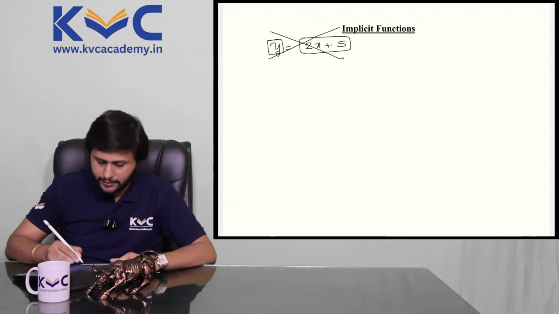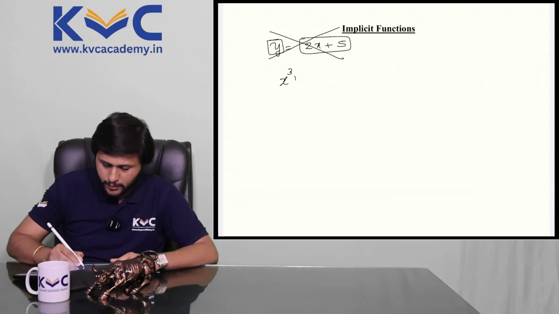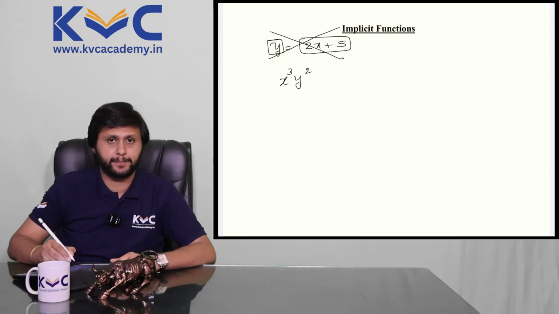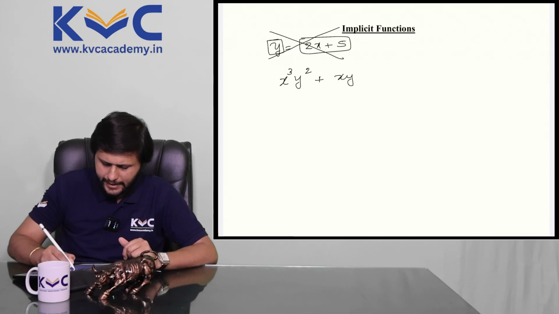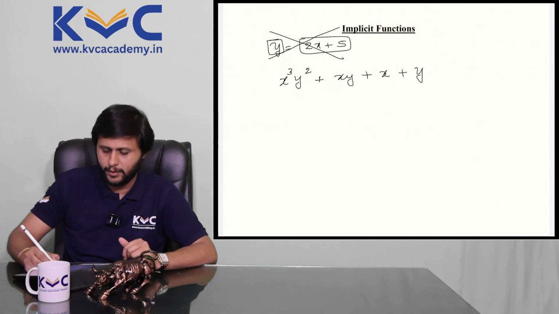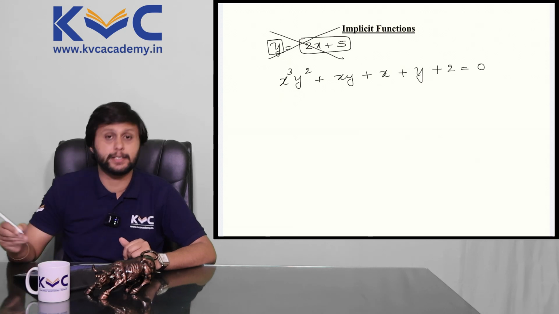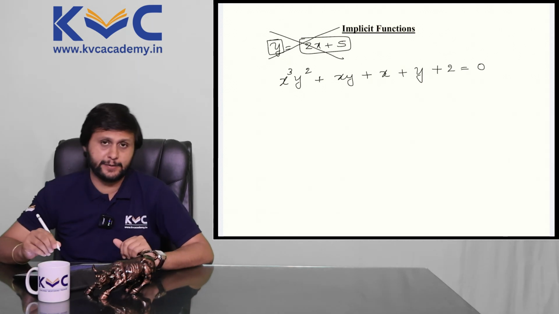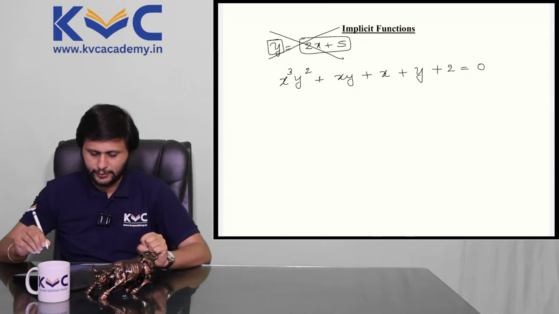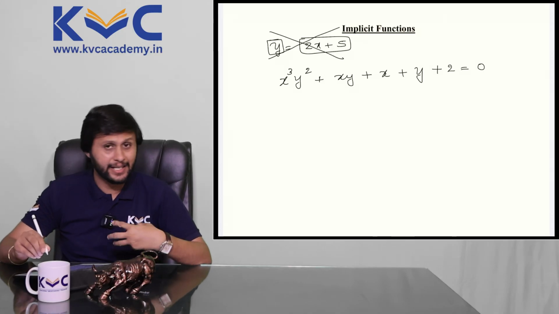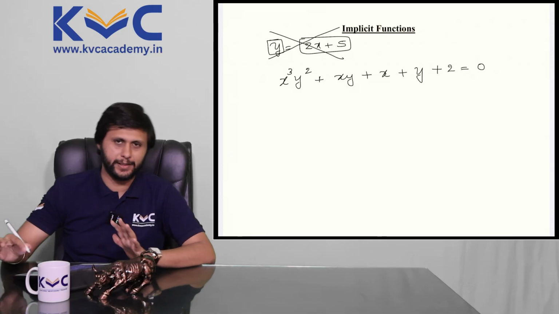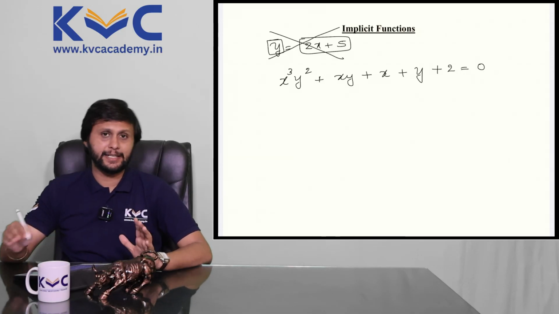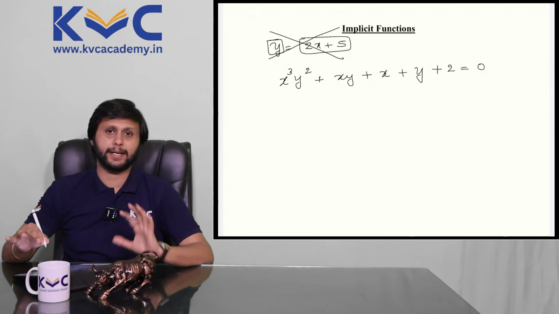Now if at all I have x cube y square, plus xy, then take only x and then take only y, plus 2 equal to 0. Now this is an implicit function. Why? Can I solve for only x? Or can I solve for only y? No, it is not possible. It gets complicated. So we differentiate directly. Remember, x is a function, y is a function.